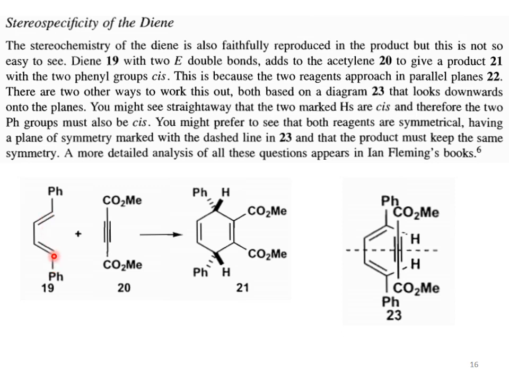If we draw a dashed line over here, see this dashed line, that is a plane of symmetry marked with the dashed line in 23, and the product must keep the same symmetry. There is a symmetry over here. See, if we draw a line over here, there is a plane of symmetry. One phenyl below the plane, the other phenyl below the plane. The hydrogen above the plane, the hydrogen above the plane. So there is a plane of symmetry over here.